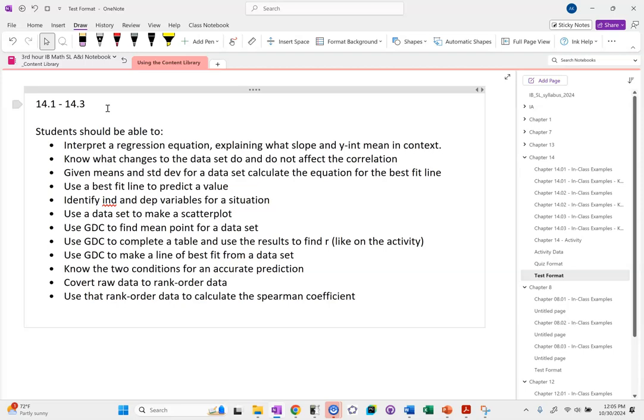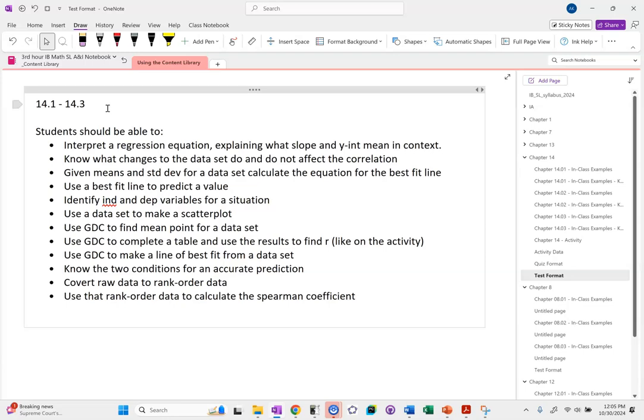I think Tuesday. Given means and standard deviations for the data set, calculate the equation of the best fit line. We just did that as an example. Use the best fit line to predict a value. We've done that just as an example. Identify independent and dependent variables for a situation. Use a data set to make a scatter plot. Use your calculator to find a mean point for a data set.